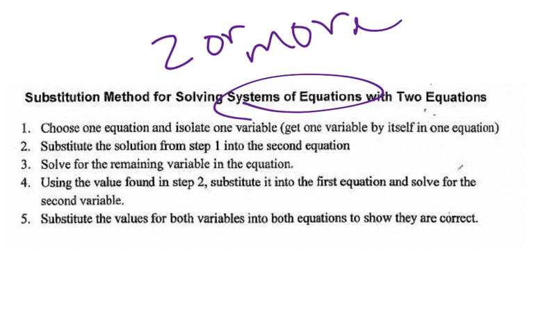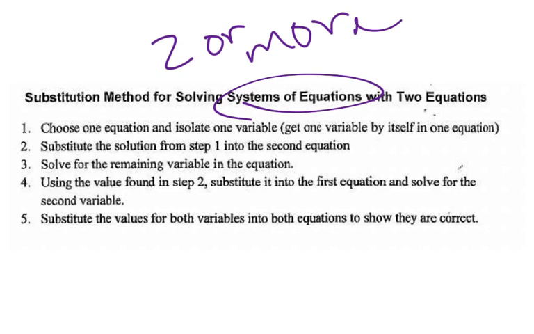You pick one equation, it does not matter which equation, and isolate one variable. It does not matter which variable. So either equation, either variable, get it by itself. Then you're going to substitute what you got from step 1 into the other equation. That will give you a longer equation that has two of the same variable in it.